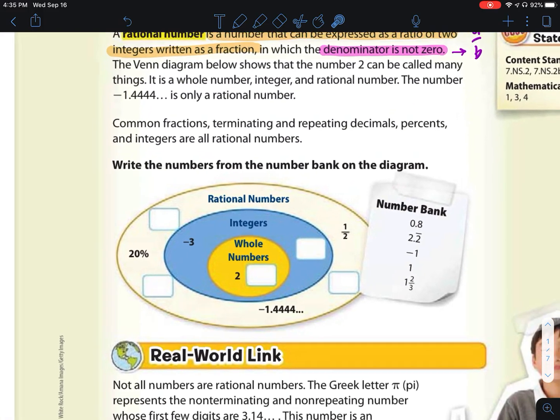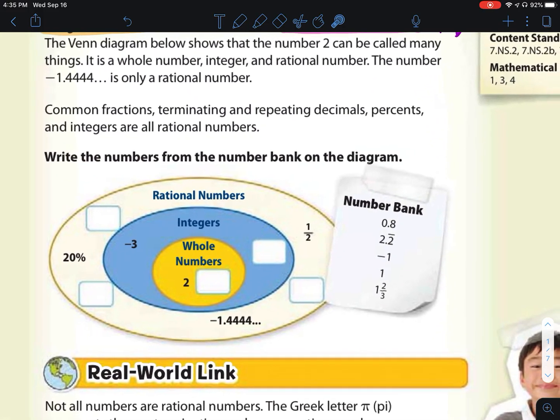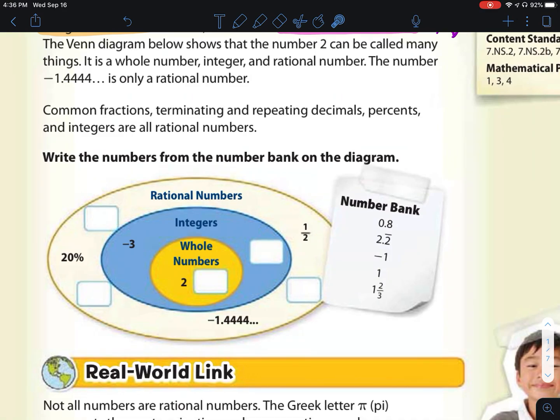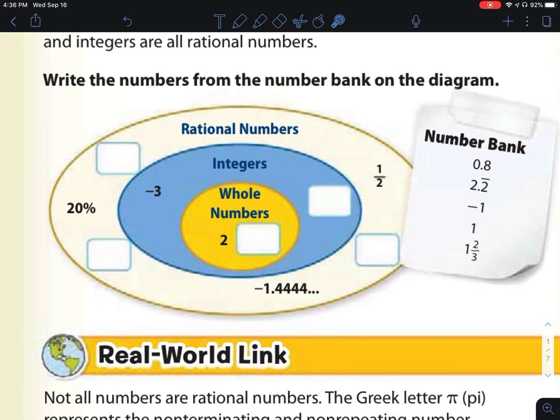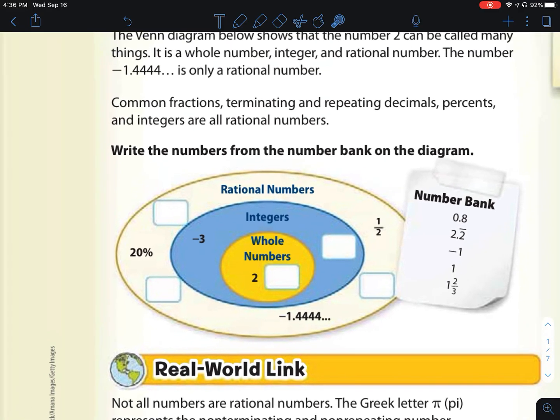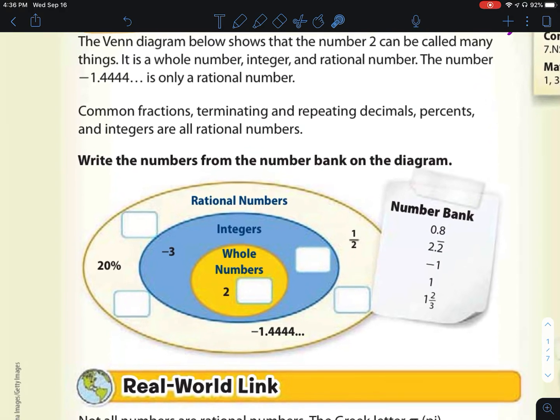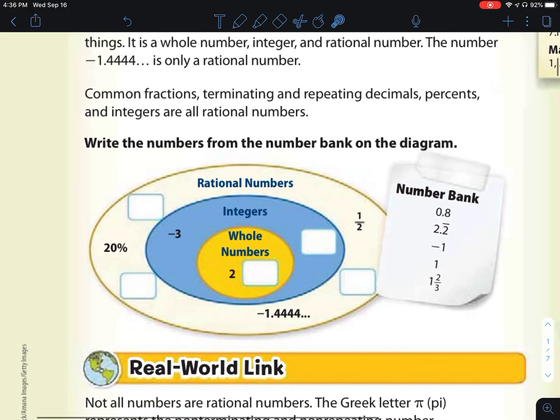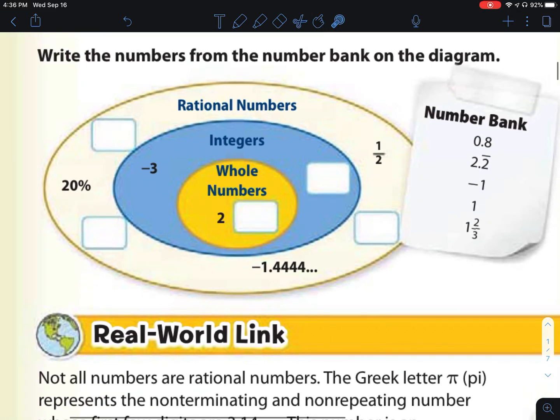What does that mean? Let's take a look at this example right here. The Venn diagram below shows that the number 2 can be called many things. It is a whole number because it is inside the set of whole numbers. It is also an integer because it is inside the set of integers. And it is also a rational number because it is also included in the set of rational numbers. The number negative 1.4444 is only considered to be a rational number because it is only inside the set of rational numbers.